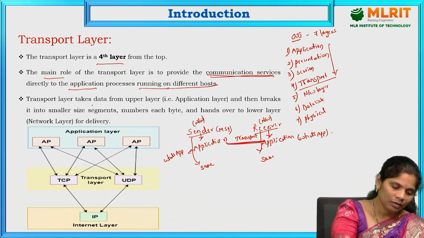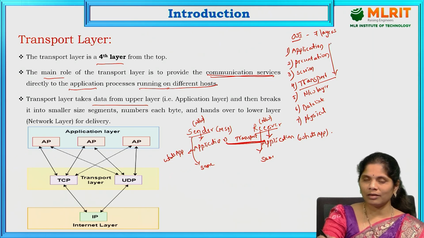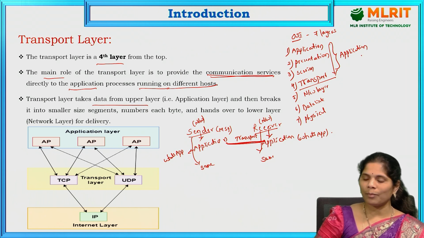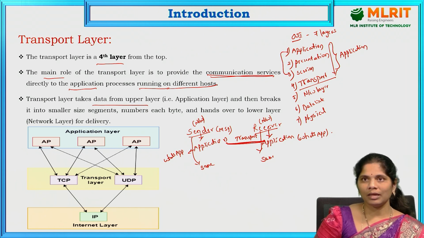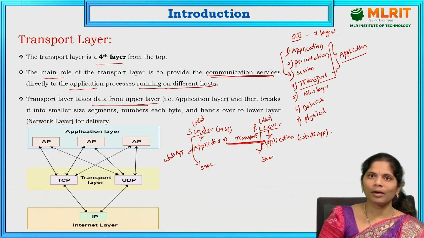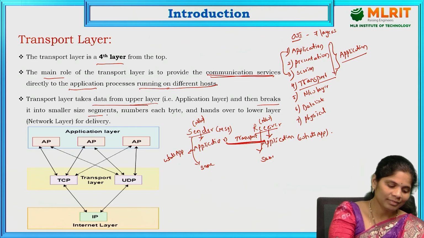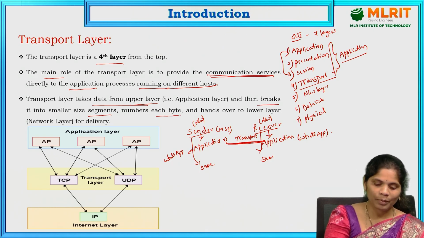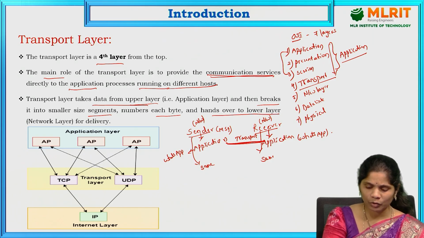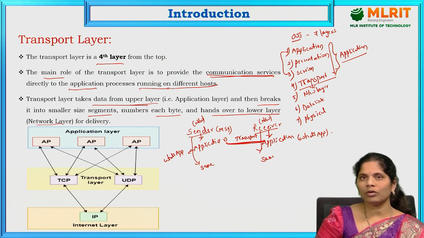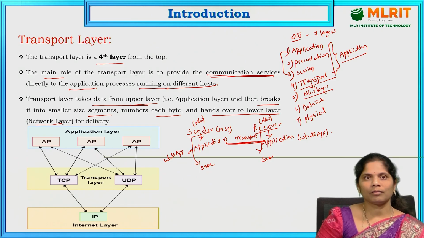The transport layer takes the data from the upper layer. In TCP/IP, we call the upper three layers, application, presentation, and session, combined as the application layer. So we take the data from the upper layer, that is the application layer. Whatever data we take is broken into the form of segments, in the form of bytes, and handed over to the lower layer, that is the network layer.